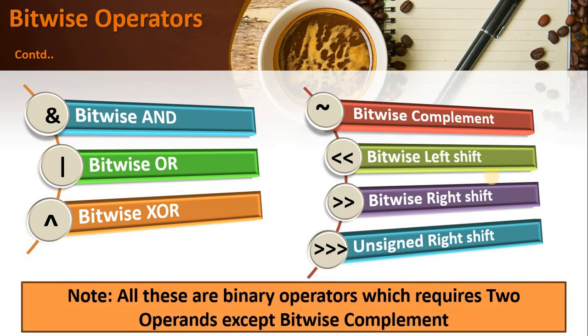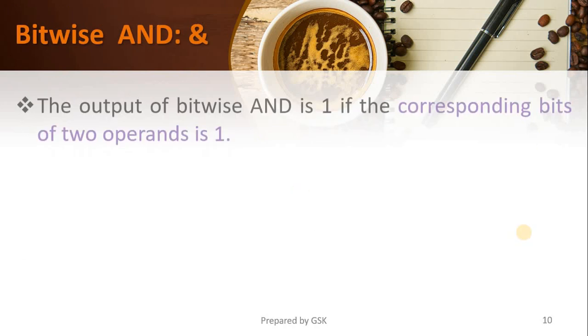In this list of bitwise operators, all operators require two operands, so those are called binary operators, except bitwise complement, which requires only a single operand. So the bitwise complement operator is a unary operator. The remaining six operators are binary operators.